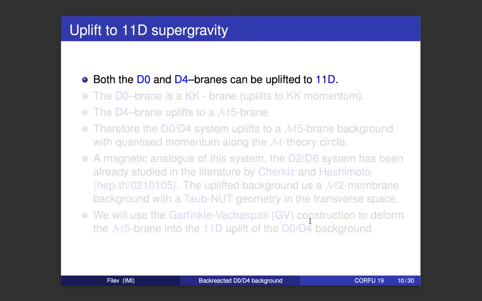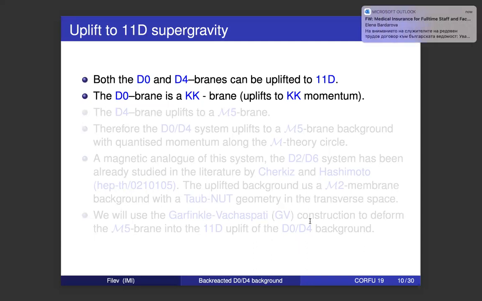So how can this be done? Both the D0 and the D4 branes can be uplifted to 11 dimensions, and the D0 brane becomes a KK. Well, it becomes KK momentum. As we're going to see, by the way, it looks a little bit like a plane wave.